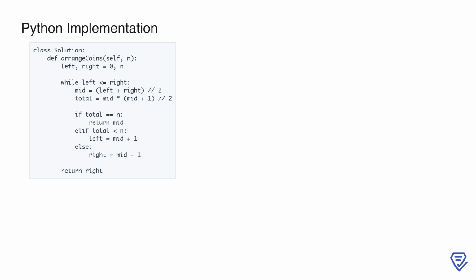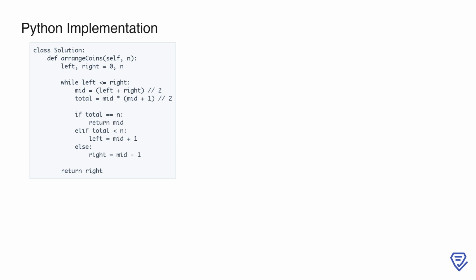Instead of using a brute force approach, which involves iterating through all possible row counts, we use binary search to optimize the process. Here's how the solution works step by step. 1. We initialize 2 pointers, left and right, representing the range of possible row counts. Left starts at 0, and right starts at n, because at most, all coins could form a single row. 2. We enter a while loop that continues as long as left is less than or equal to right.